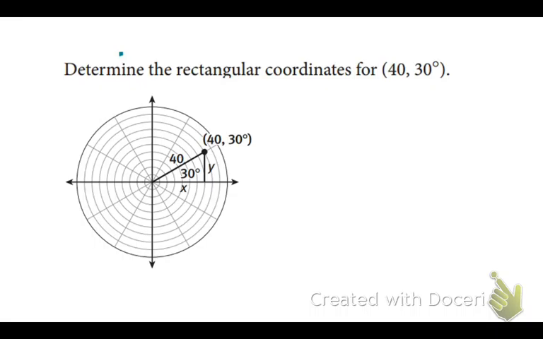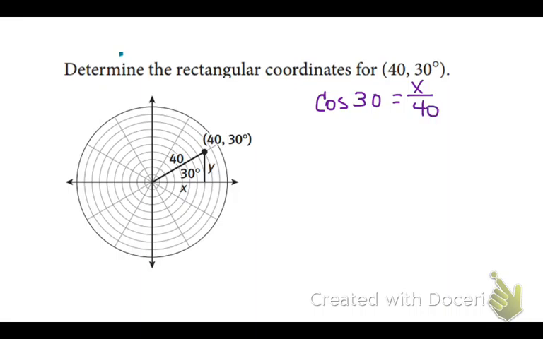For starters, I'm going to start with the cosine of 30 degrees. So if I did cosine of 30 degrees, what would that equal? What's the ratio? What over what? And adjacent in this case is the x over the hypotenuse of 40. Okay? So x over my radius of 40.